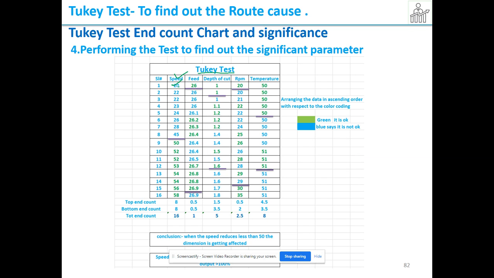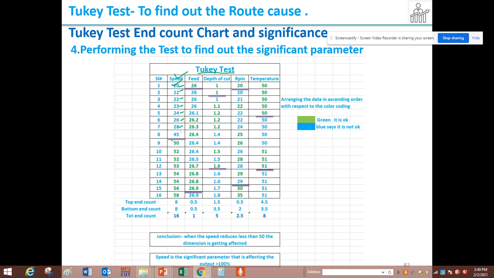So now what is blue? It is not okay. So 20 is not okay continuously. 22 is not okay, 22 is not okay, 23 is not okay, 24 is not okay, 26, 28, 40. 45 is also not okay, 40 is also not okay. So from 45 the next continuous reading is 50.